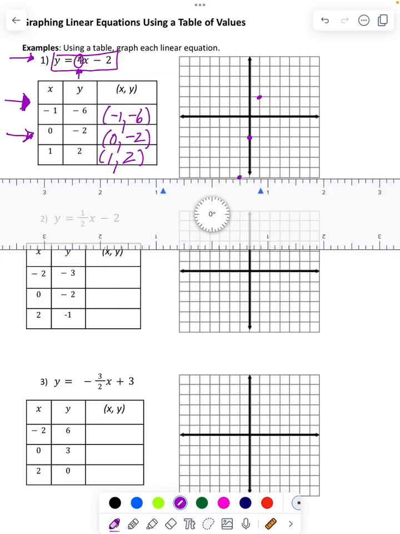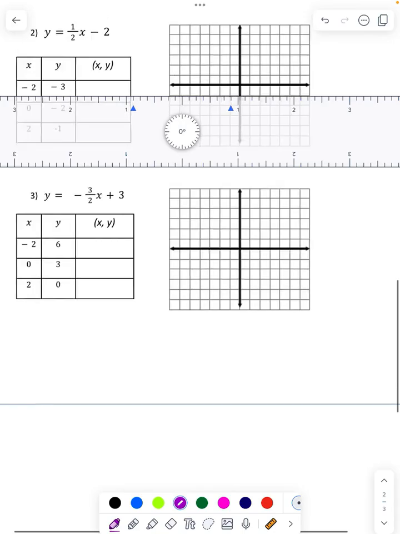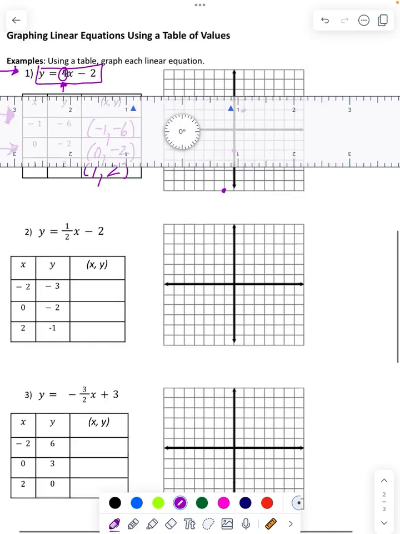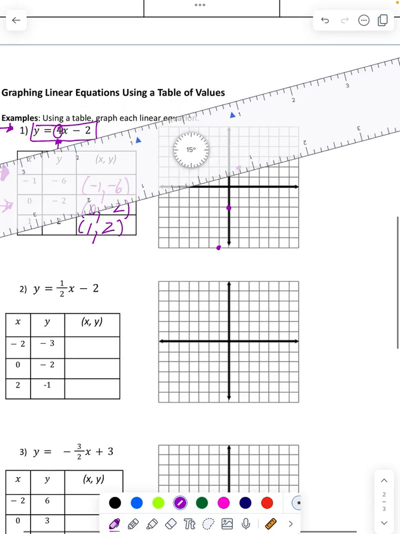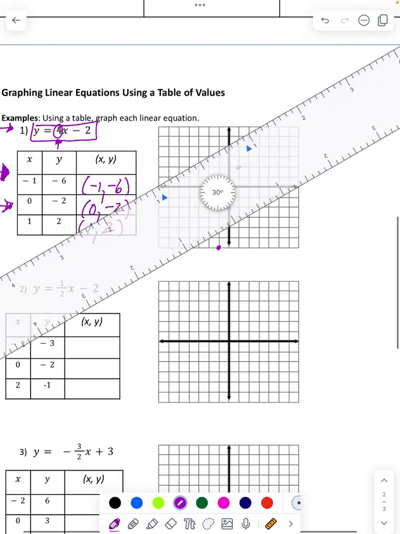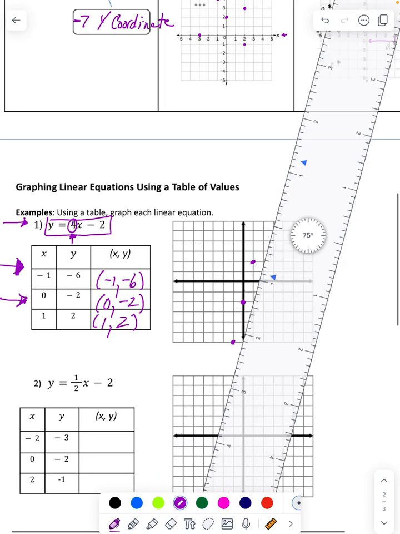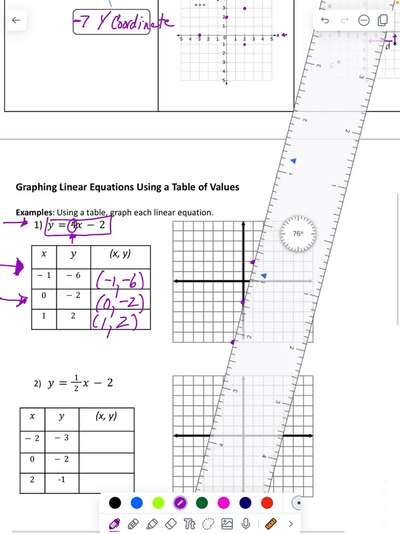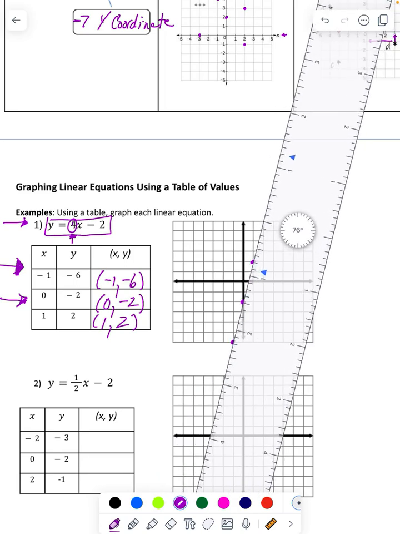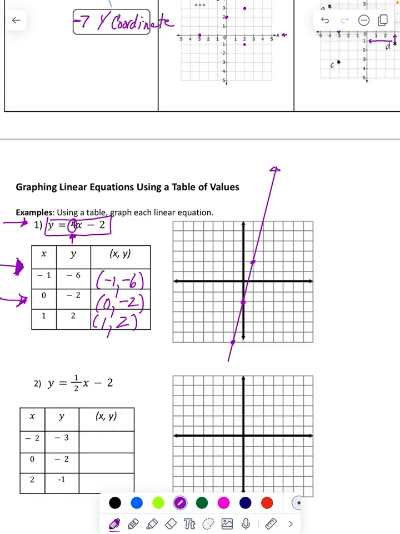So let's draw a line. Whoops. Don't move around. Let's draw a line. I am struggling to draw a line. All right. So let's draw a line. I don't know if you guys could see the ruler in the video, but that's what I was struggling with. Okay. Always make sure you put arrows on it.